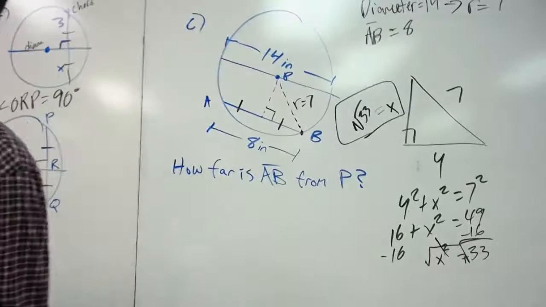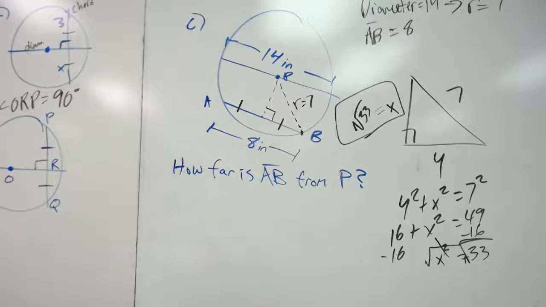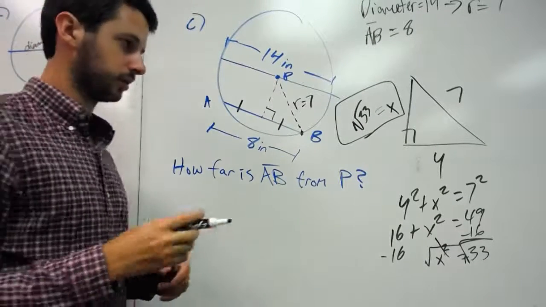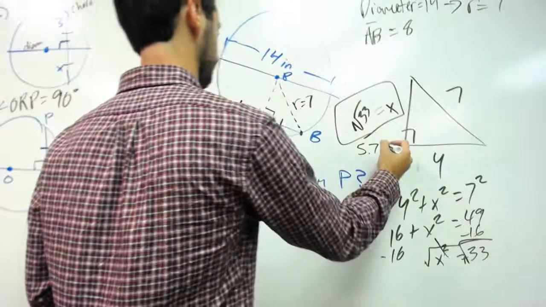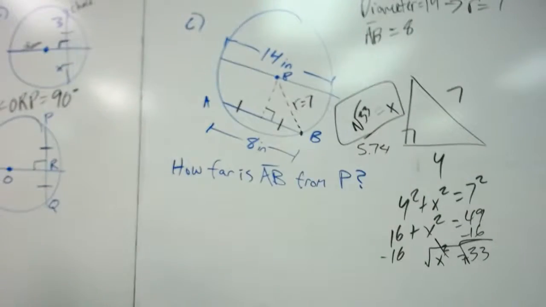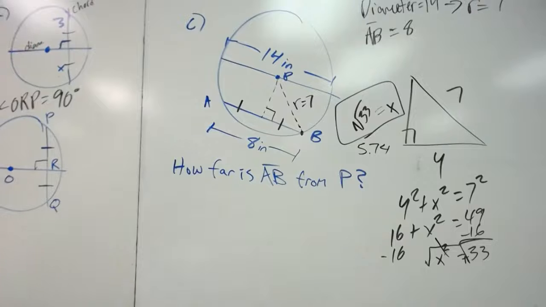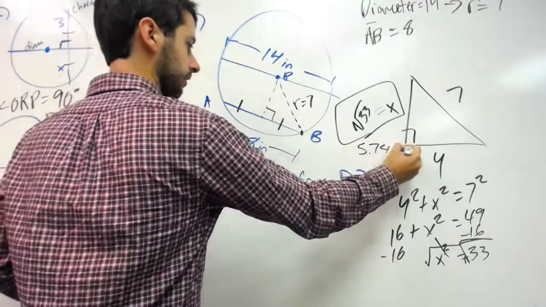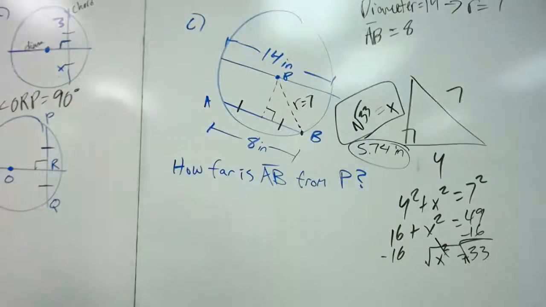Let's see if the book puts it in decimal form. Yeah, it says square root of 33 is 5.74. But it did not clarify. Oh, it did. It wanted it to the nearest hundredth. So there's your answer to the nearest hundredth of an inch. And that is how you solve for these triangles. Just remember your theorems, 43-1 and 2. When you've got the diameter and the chord, and you draw a perpendicular line, it bisects the chord.